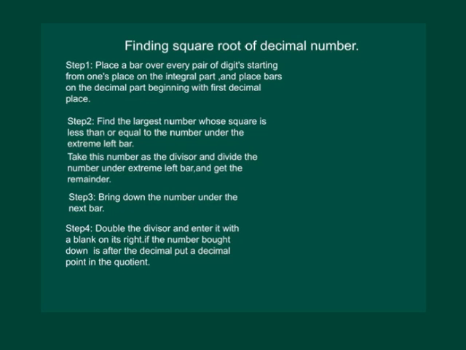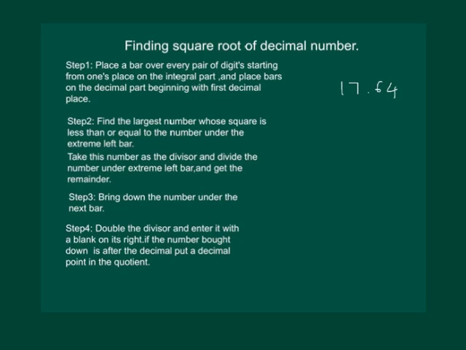Let us learn to find the square root of a decimal number by following these steps and taking an example. Let us take an example of a decimal number, say 17.64.